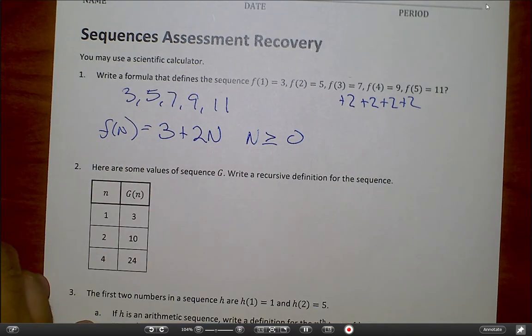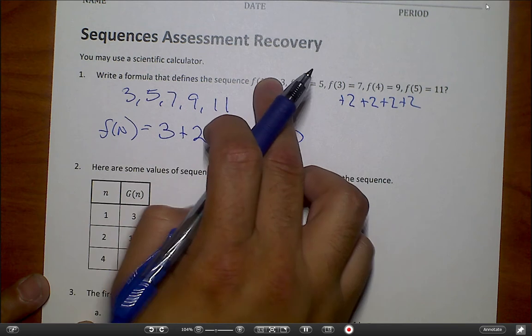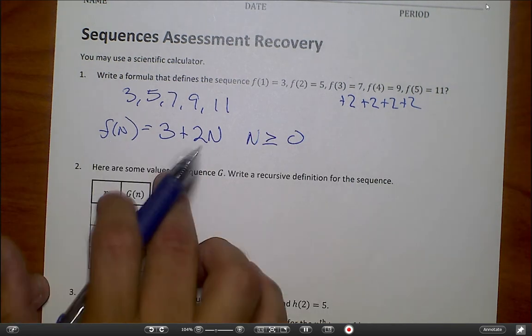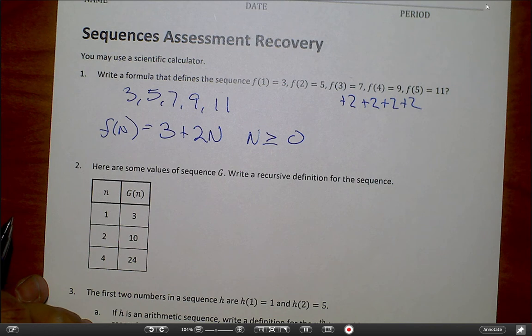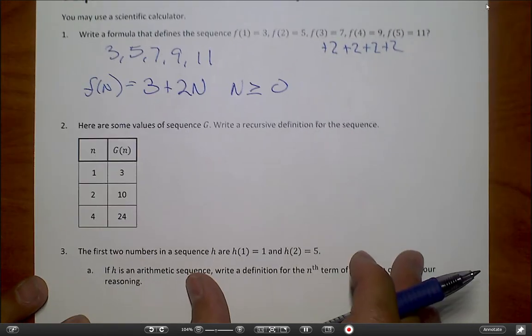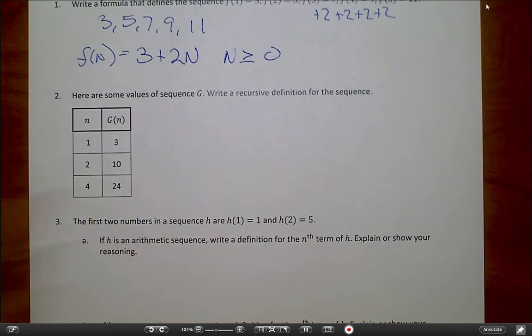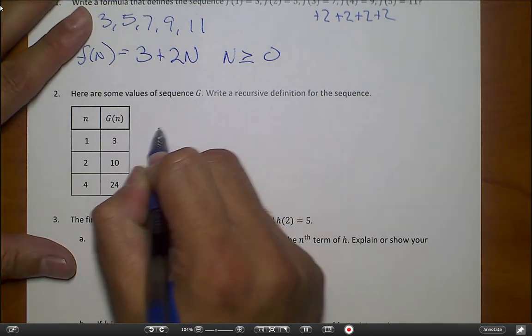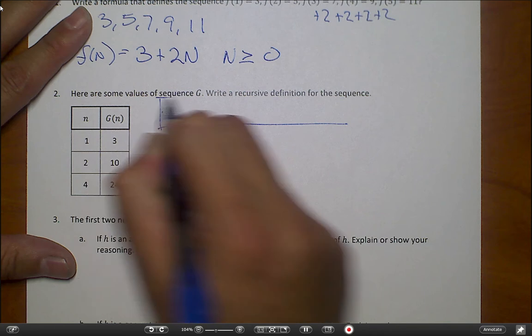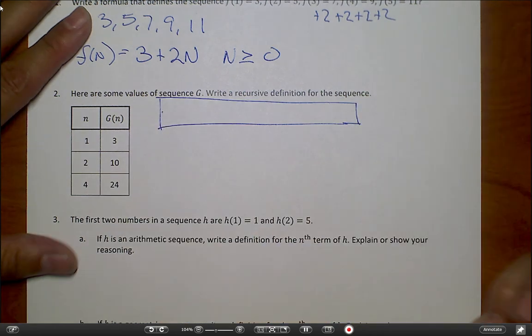For the recursive one, I would actually have the first one given to me, and then there would be an f of n minus 1 in it. But this is not recursive. Alright, now on this next one right here, this was a big issue for most people on the first quiz. Now, I'm going to expand my table here just to help you guys out, because it works out for me a little bit better.